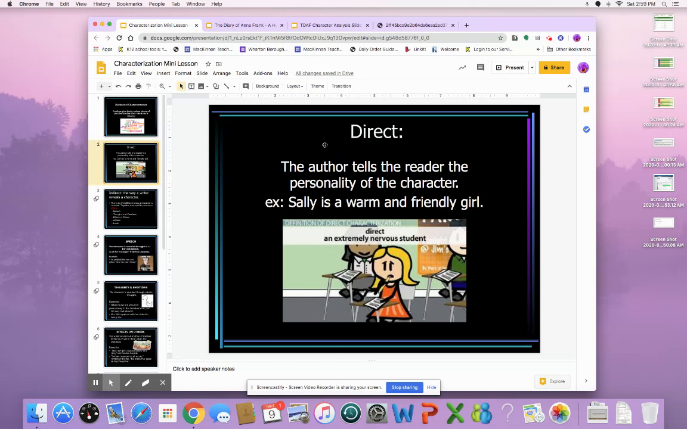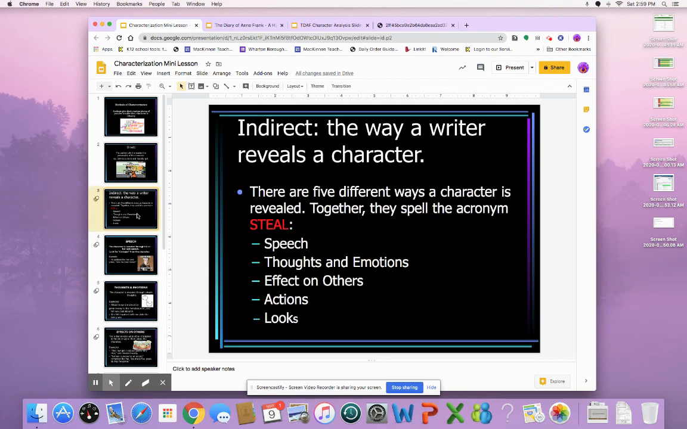express themselves, it could either be direct, which means that it's directly stated in the text. Like, for example, Sally is a warm and friendly girl, or the student seems very nervous. Or it can be indirect. There are 5 different ways a character is revealed indirectly: through speech, what they say, their thoughts and emotions, their effect on others or other characters in the story, their actions, and what they look like.